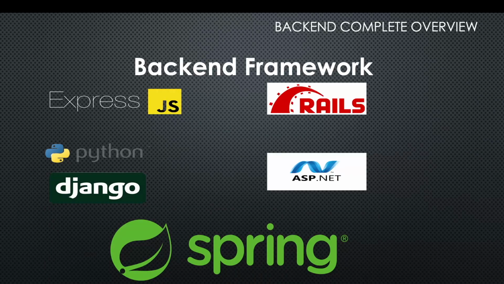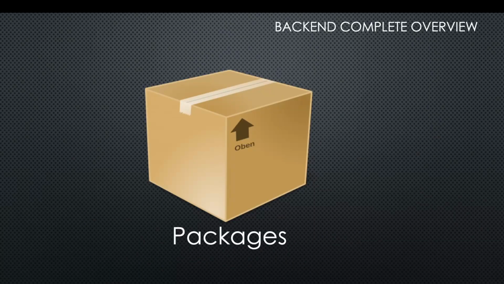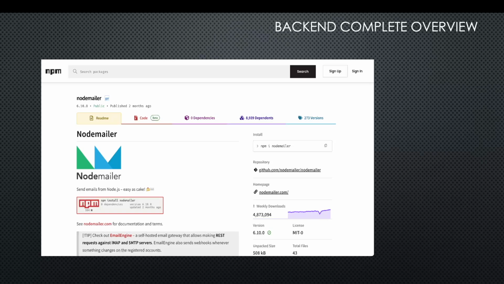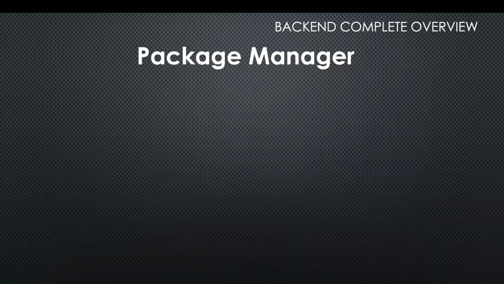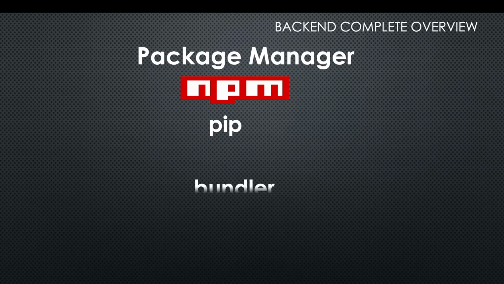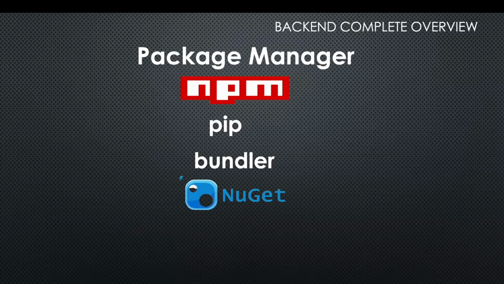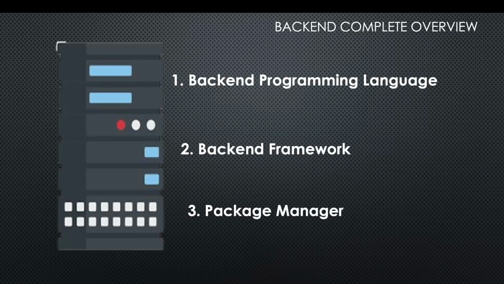In the backend, we also use a lot of code that other people have written, known as packages. This helps us do common tasks like sending emails, formatting date and time, and validating user input. We typically use a lot of packages in our backend, and in order to install and manage all these packages, we use something called a package manager. Each language has its own package manager: npm for JavaScript, pip for Python, Bundler for Ruby, NuGet for C#, and Maven for Java. These are all the technologies we need to create our backend server.